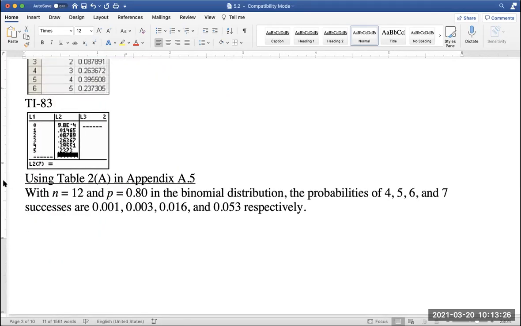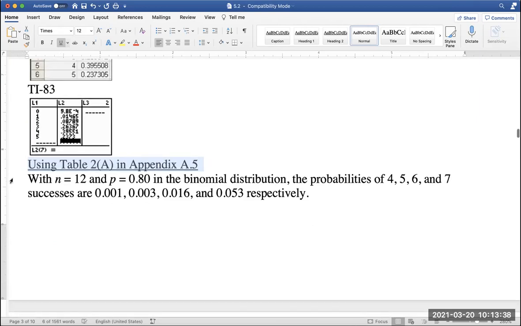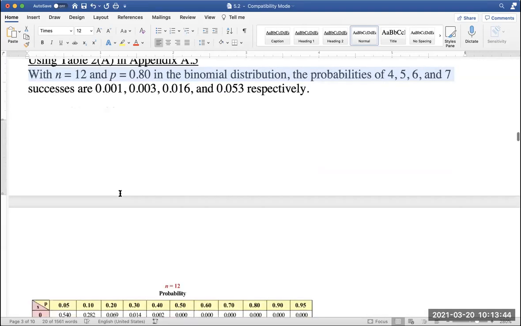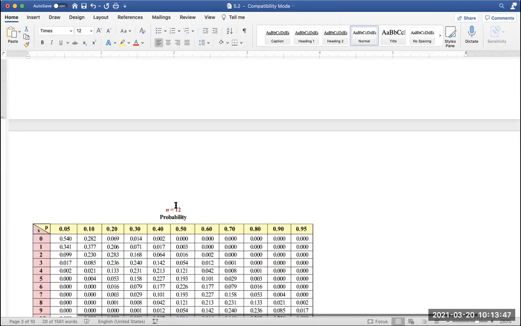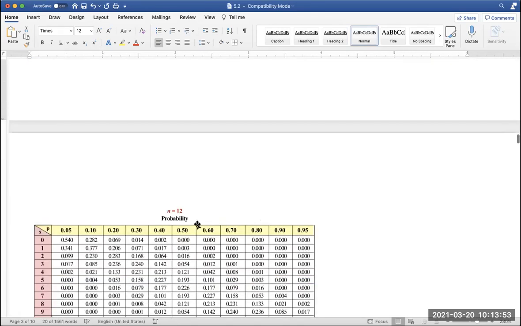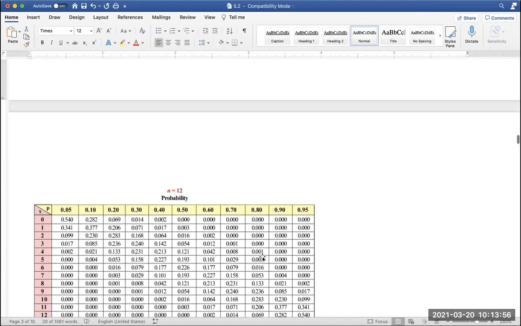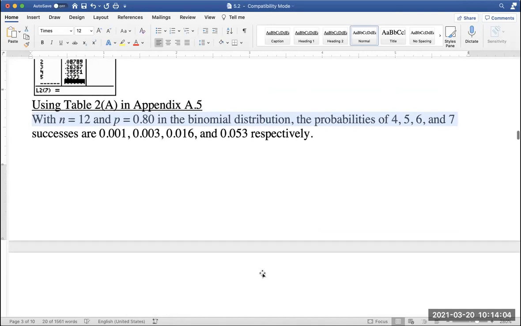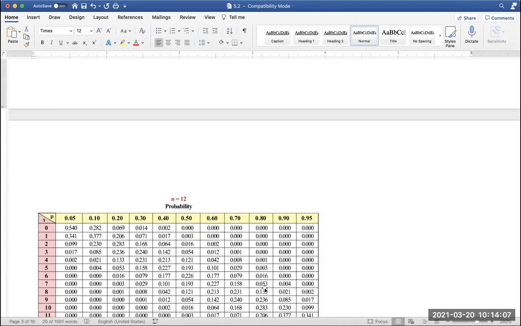Okay, or you could also use a table. There are tables available that you can use. So with n equal to 12 and p equal to 0.8, n is 12, here's 12, and p is 0.8. Let's look at 4, 5, and 6. For 4, 0.001; 5, 0.003; 6, 0.016; and 7, 0.053.